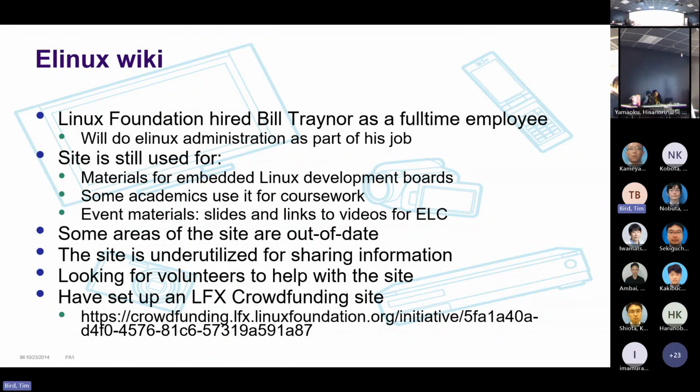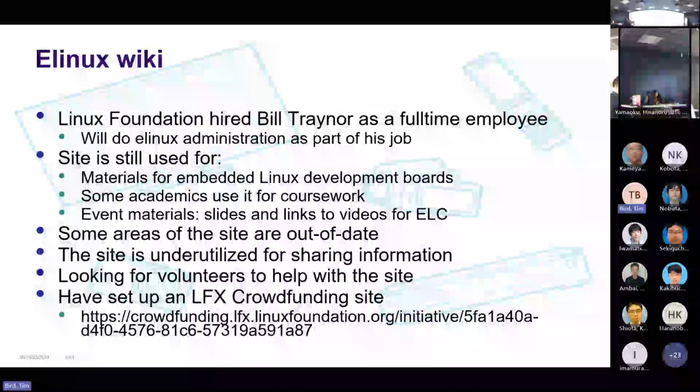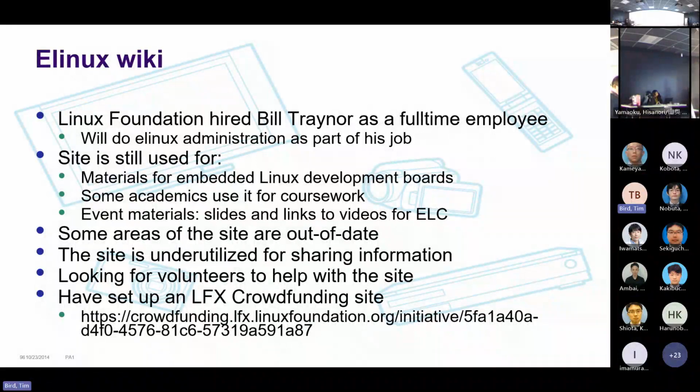It suffered a little bit of a crisis because the organization that was funding this is terminating, but the Linux Foundation has hired Bill Trainer, who was the eLinux administrator, as a full-time employee. So he's going to do eLinux administration as part of his job. So that means the site is still funded.